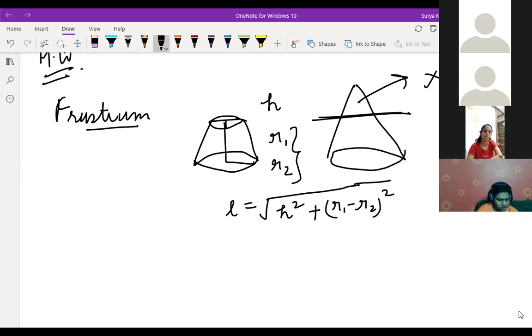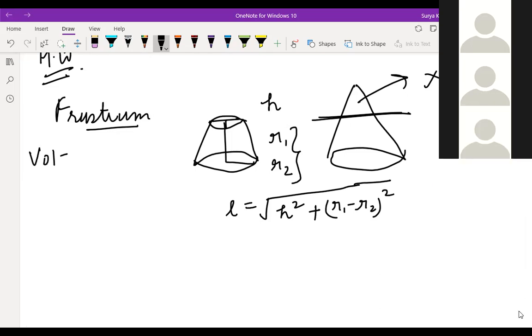So children, if you know the volume of a cone, this volume is almost the same. Volume is equal to 1 by 3 pi r square h. So pi r square is nothing but R1 square plus R2 square. I'll just write it down a bit.